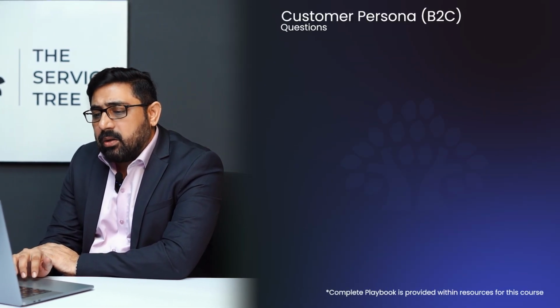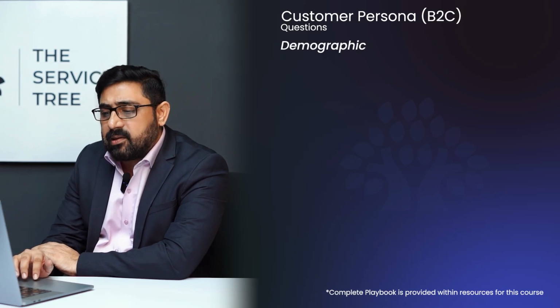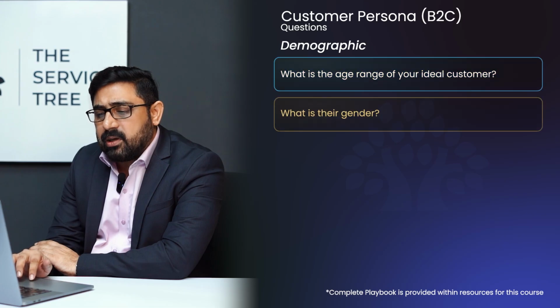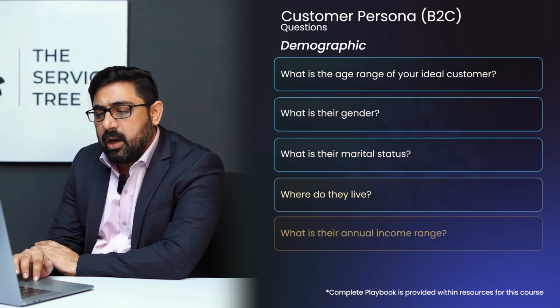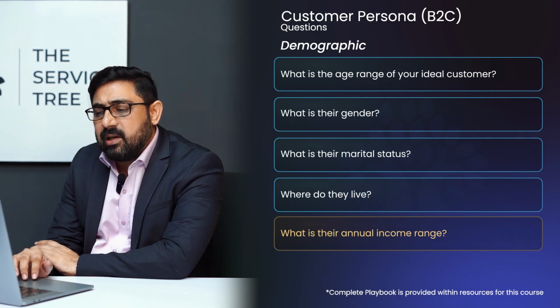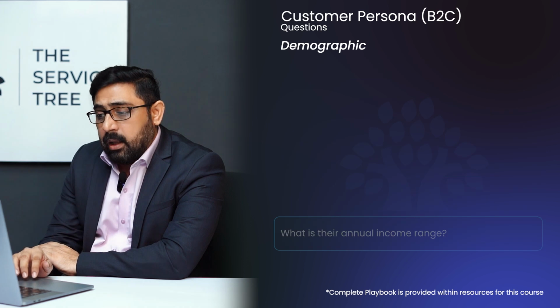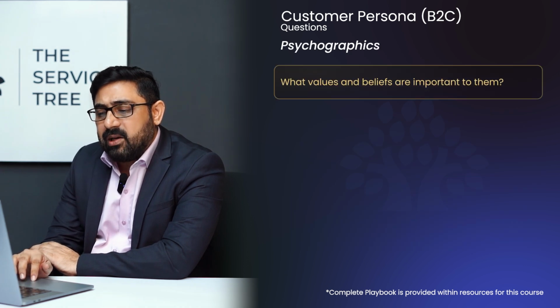So let's have a look at the playbook. On this screen, we have certain questions regarding, again, the demographics. So what is the age range of your ideal customer? What is their gender? What is their marital status? Where do they live? And what is their annual income range? So these all things are describing the demographics of your ideal customer. Then comes psychographics. What values and beliefs are important to them?